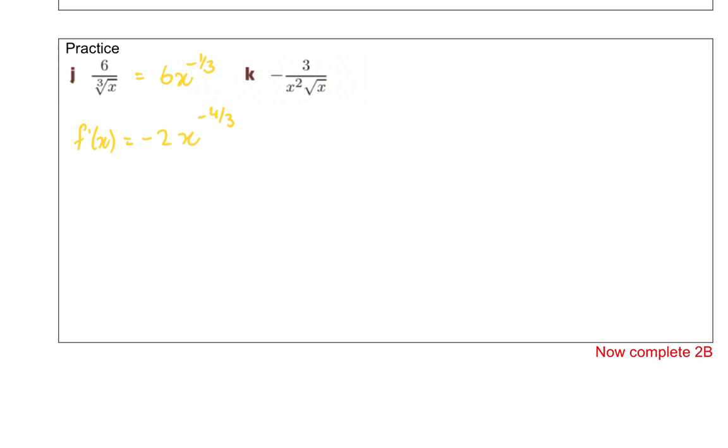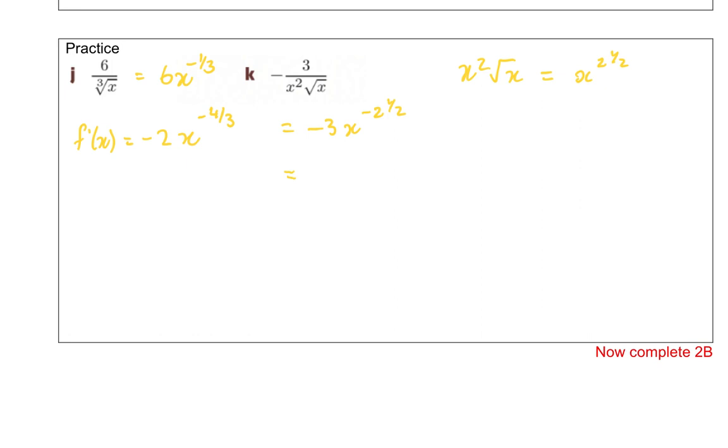Now this last one is a bit tricky, only because we need to consolidate those x's. We only have to have one x, so that's squared plus 1/2, which is 2.5. So that leaves us with negative 3x to the negative 2.5.